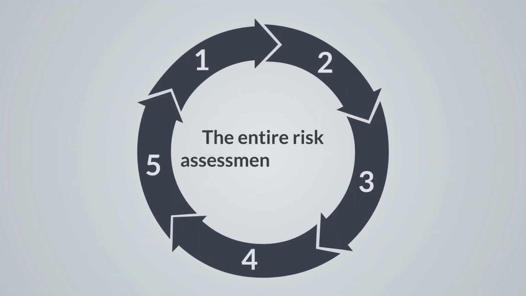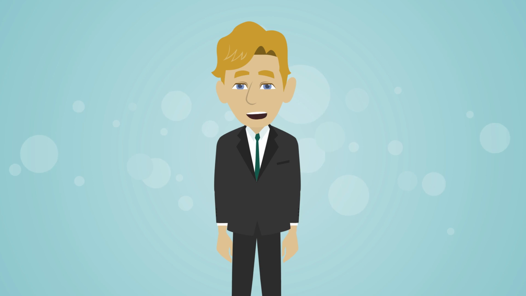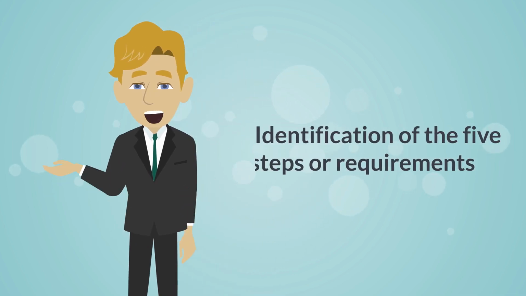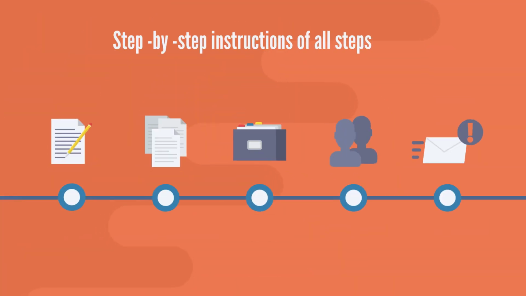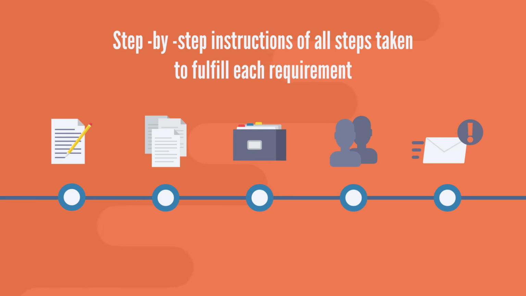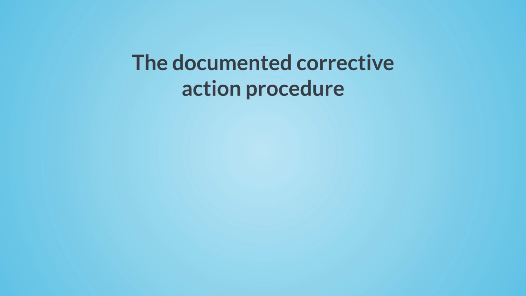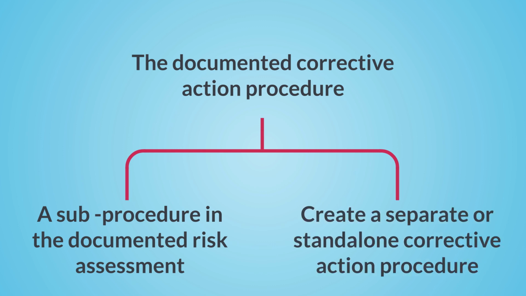The entire risk assessment process, which has been discussed in this presentation, must be documented. The documented risk assessment procedure should include identification of the 5 steps or requirements and step-by-step instructions of all steps taken to fulfill each requirement. The documented corrective action procedure may be included as a sub-procedure in the documented risk assessment, or you may want to create a separate or standalone corrective action procedure.